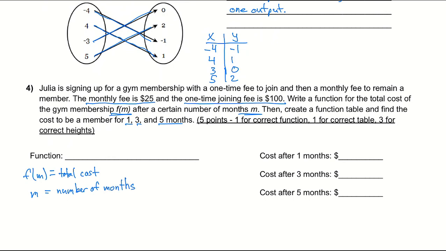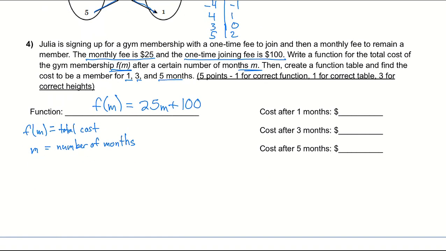All right, so I'm looking for the total cost, and what's going to make up that total cost is going to be the monthly fee, so it'd be $25 times the number of months plus the $100 joining fee. So that would be perfect right there, okay? So I've got the correct function. I need to make the correct table and then find the correct heights.